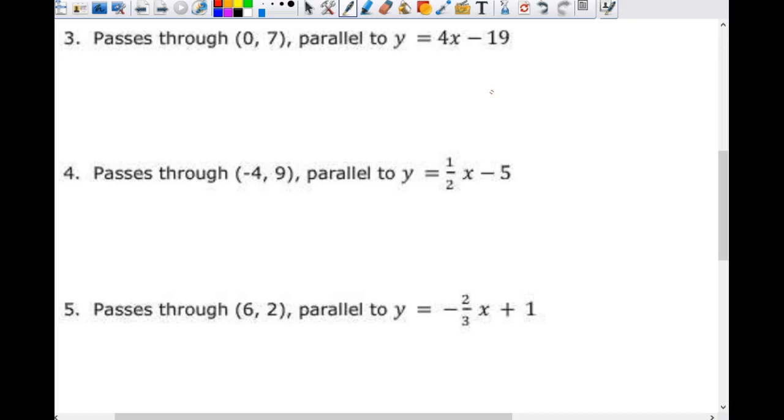All right, so how do you do this? Well, first thing you need to do is find the slope of the first one. What's the slope of our first line? Who thinks it's 0? Raise your hand if you think it's 4x. Raise your hand if you think it's -19. Raise your hand if you think it's 7. Raise your hand if you think it's none of those.